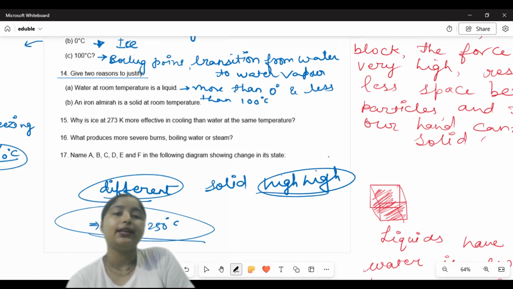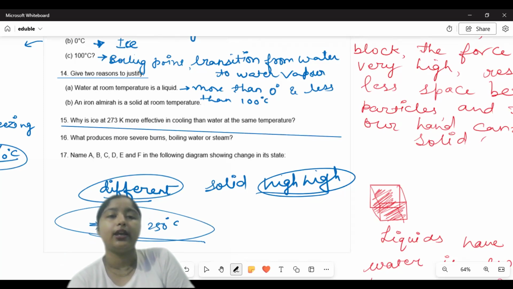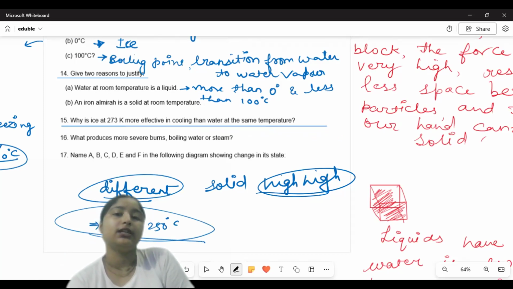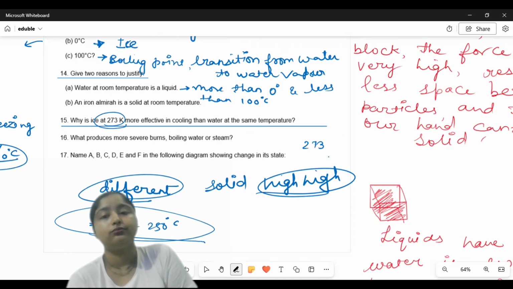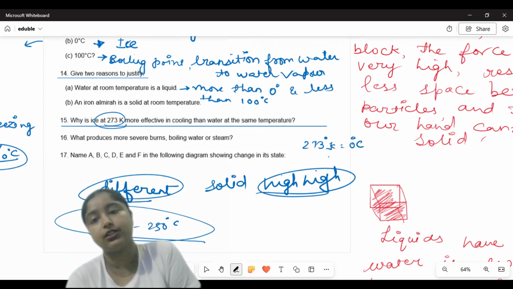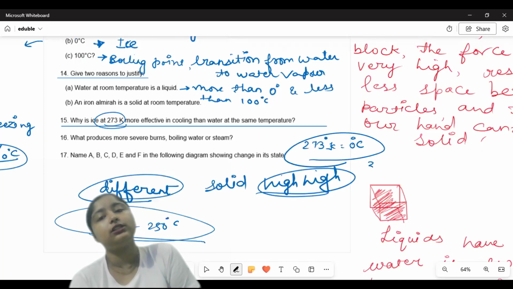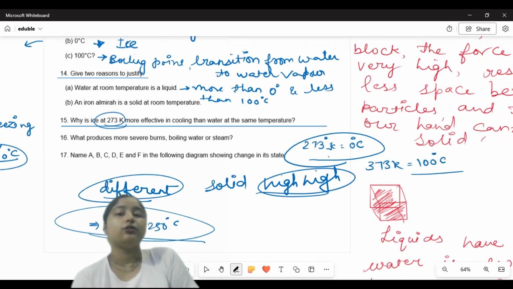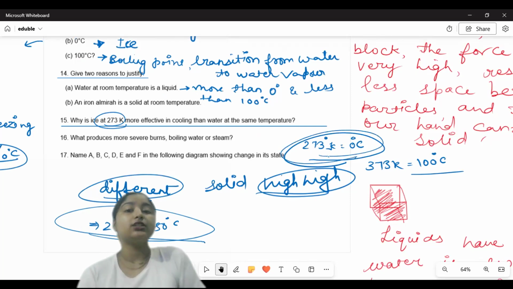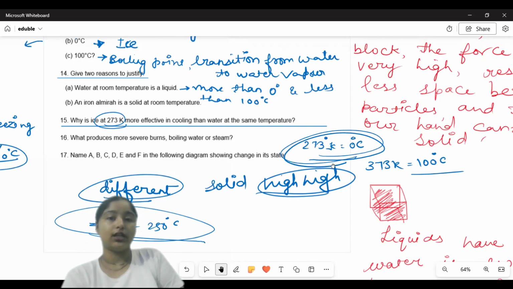Now, why is ice at 273 K more effective than cooling water at the same temperature? See, 273 K is zero degrees Celsius, and 373 K is 100 degrees Celsius, right? So ice at 0 degrees Celsius is more effective in cooling than the water at the same temperature.